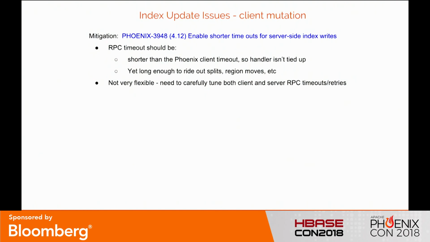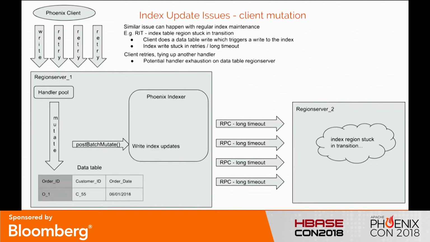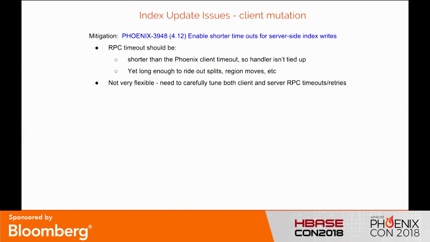If you look at this slide, the RPC timeout here should be less than whatever your client timeout is, because it doesn't make sense if it's longer, right? Because if it's longer, then it's going to be stuck there while the client retries. So your RPC timeout should always be shorter than your client timeout, but yet you want your client timeout to be long enough to ride out common scenarios like region splits, region moves, and so on.